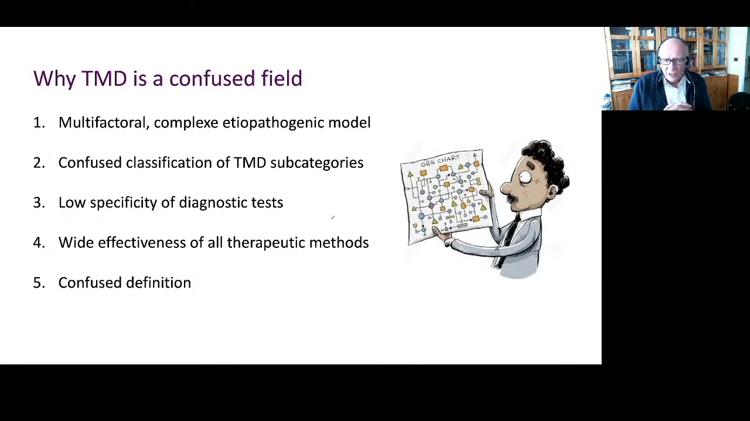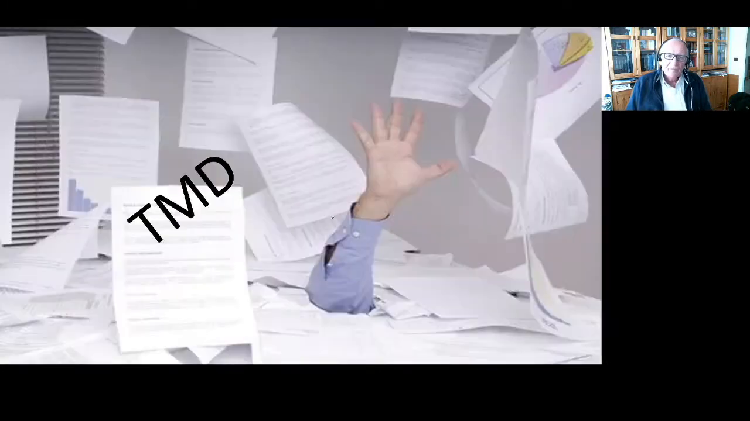There is not a very good specificity for the clinical diagnostic tests. And paradoxically, there is a wide effectiveness of all therapeutic methods. Everything is working at 75%, but the problem is for the 25% where it is not working. And there is a confused definition. In the TMD field, there are so many papers. It is impossible to read all the papers published every week. So it is difficult.